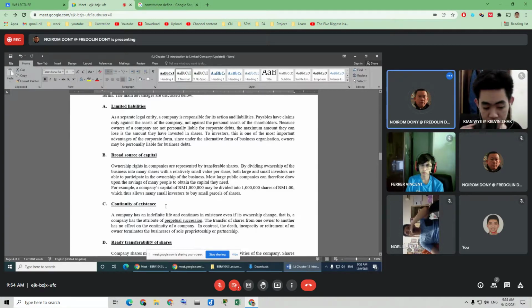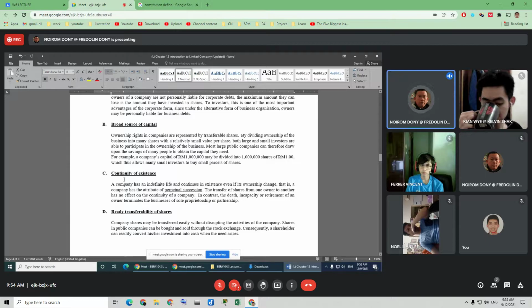Okay, then the next one is continuity of existence. Continuity of existence means the existence of the business is continuous. It doesn't stop until it really cannot settle the debts, so it goes bankrupt, then they close. That is continuity of existence. A company has indefinite life. Indefinite life means something that is infinite, you can't define until when.